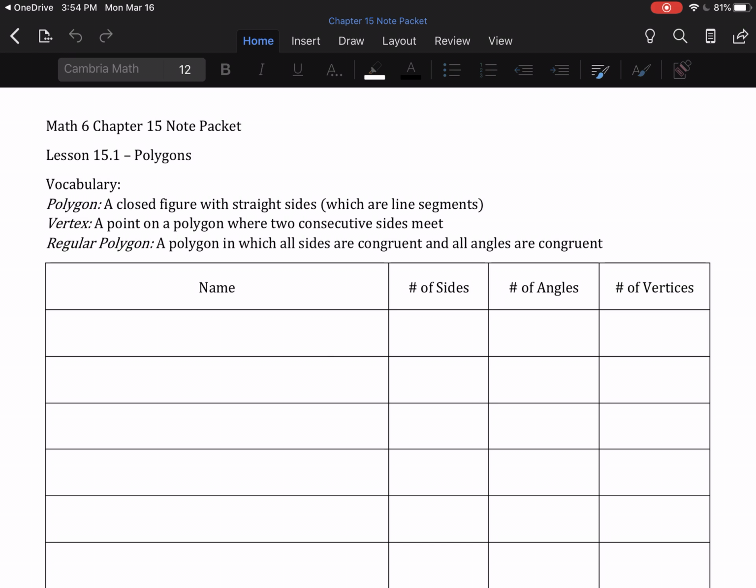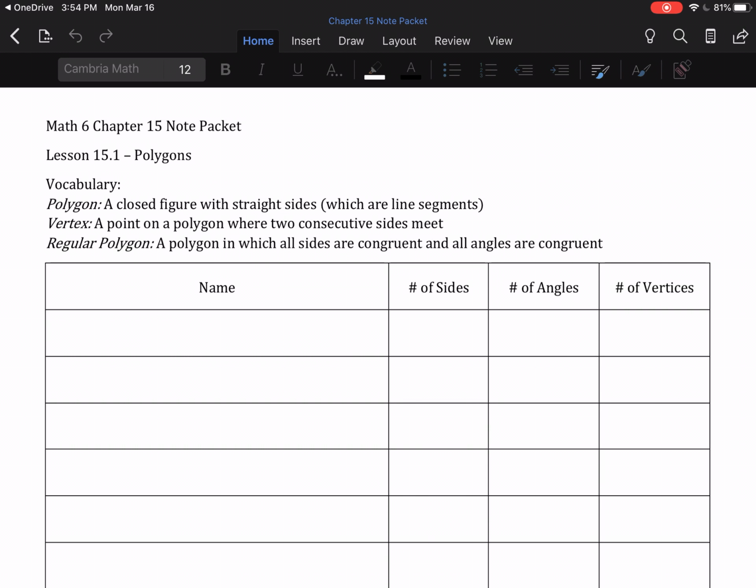Okay, so vocabulary terms. Polygon. A polygon is a closed figure with straight sides, and those straight sides are line segments. No circles here, my friends. They come later in the chapter. A vertex is a point on a polygon where two consecutive sides meet. Another word that you might want to use in place of vertex, corner. And a regular polygon is a polygon in which all the sides are congruent. Remember, congruent is our fancy geometry word for equal. And all the angles are congruent.